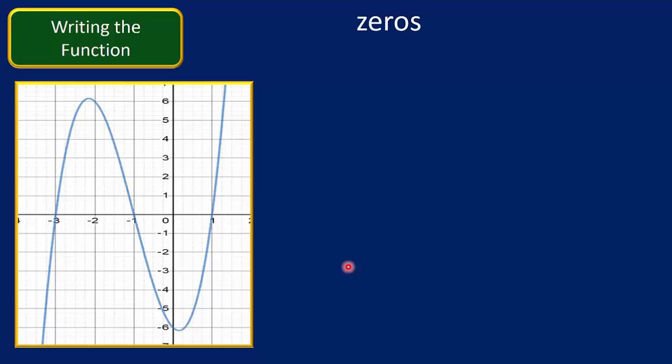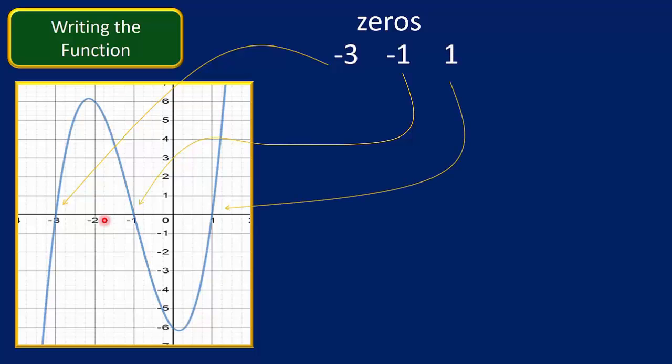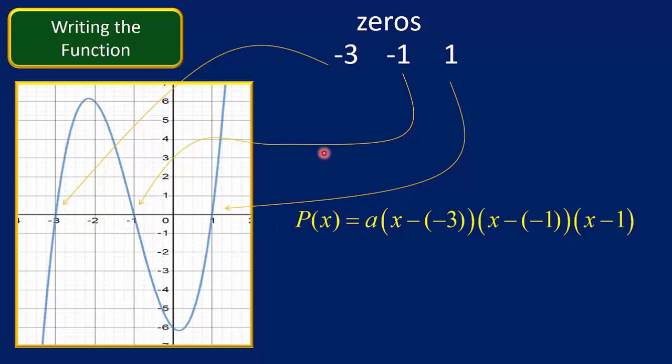Well, one of the things we could note is the zeros. Notice we can see what they are here, -3, -1, and 1. And we know that if those are the zeros, then factors of the polynomial are going to be x minus each one of those. So one factor would be x minus a -3, x minus a -1, and x minus 1, which, if we clean up these two negatives back to back, making them a plus, we have x plus 3, x plus 1, x minus 1.